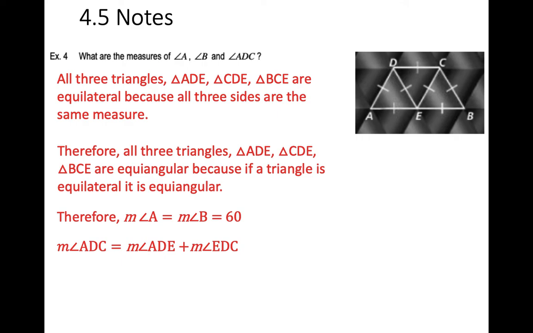The third one it's asking me for is angle ADC. And through our angle addition theorem, we know that angle ADC is equal to ADE plus EDC. And we know that both of those are 60. So if I add them together, I get 120. So the measure of angle ADC is 120.